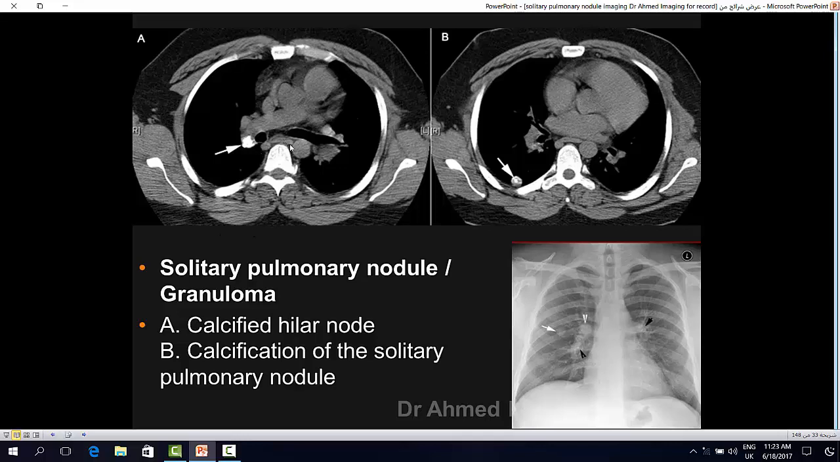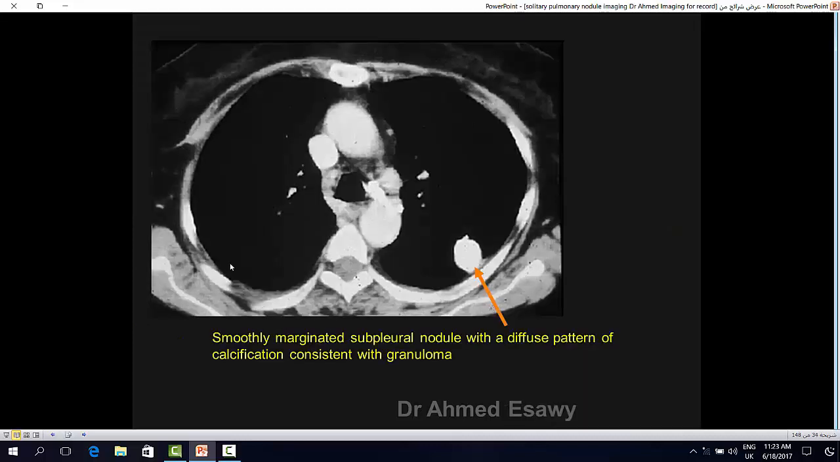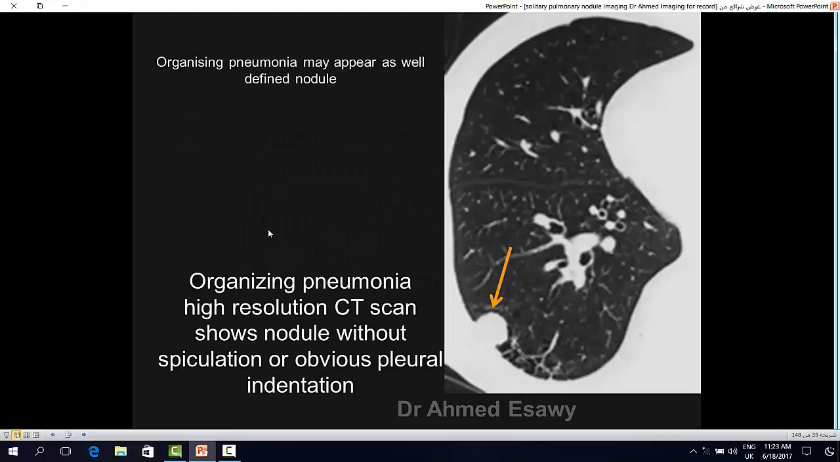Solitary pulmonary nodule granuloma, with a calcified hilar node and calcification in the solitary pulmonary nodule. A smoothly marginated subpleural nodule with a diffuse pattern of calcification is consistent with granuloma.